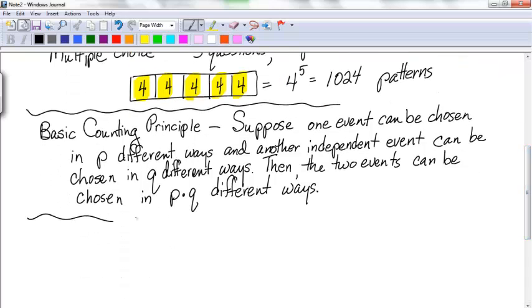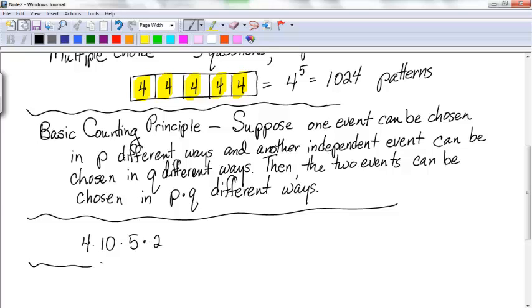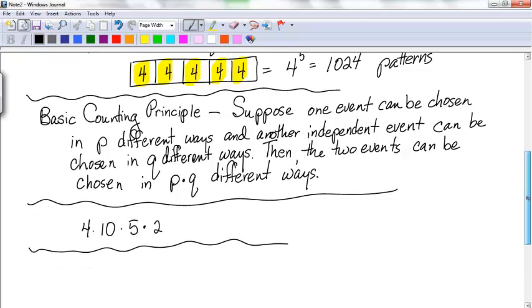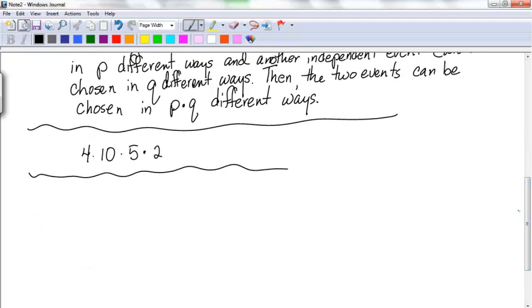As an example, if I said you've got 4 shirts, you've got 10 pairs of jeans, you've got 5 pairs of socks, and 2 pairs of shoes. You multiply those together, and you've got the total number of outfits that you've got to wear to school. Like I said, some of them may not go together. Another example.